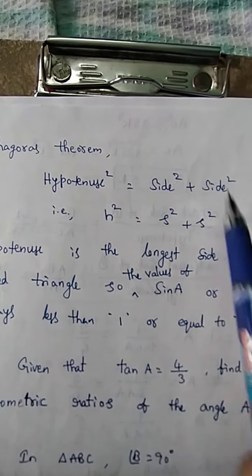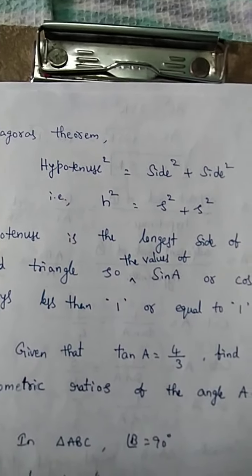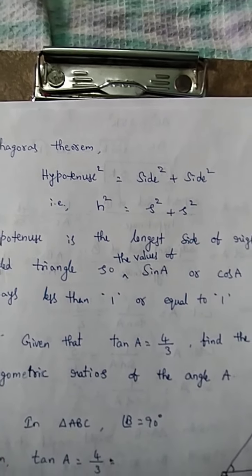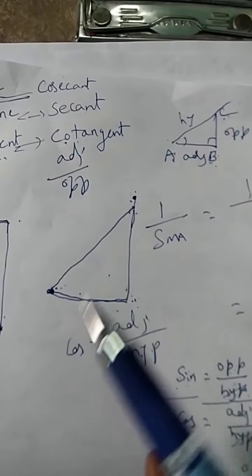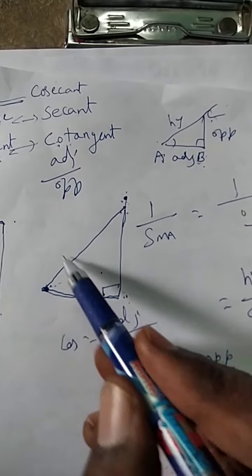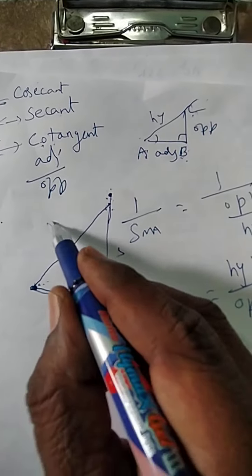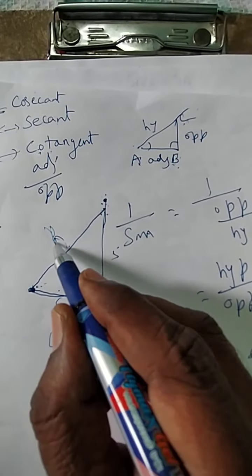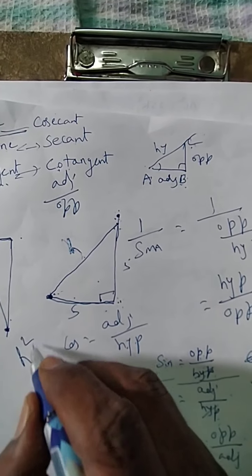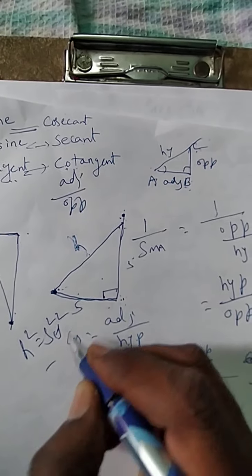Based on this formula we can solve the first exercise totally. Hypotenuse square is equal to side square plus side square. The side opposite to the right angle is called the hypotenuse. There is one more side, and this is one more side. So the result is h square is equal to side square plus side square.